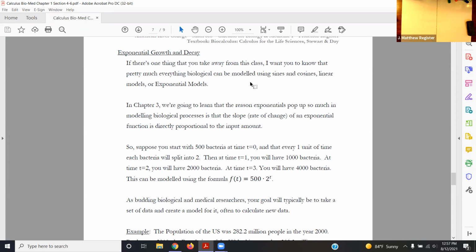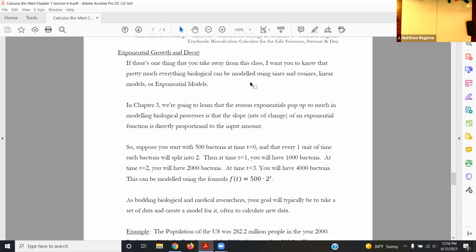And there's a reason for that. There's a mathematical reason for why those three are the go-to. Your sines and cosines are your oscillations. Your linear is how you're increasing. And your exponential models are when you are going unbounded. Turns out just about everything can be modeled using those three types of formulas, and we'll see why later on.